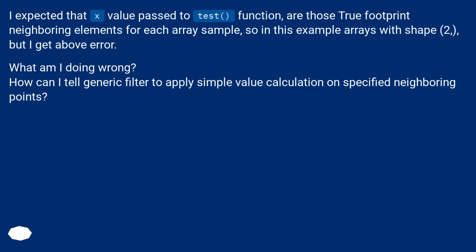I expected that the x value passed to the test function would be those true footprint neighboring elements for each array sample, so in this example arrays with shape 2, but I get the above error. What am I doing wrong? How can I tell generic_filter to apply a simple value calculation on specified neighboring points?